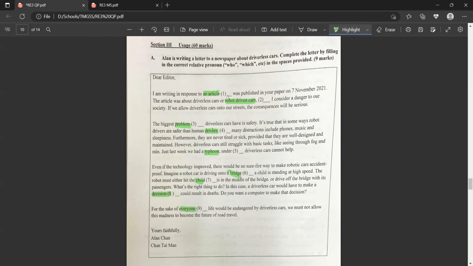Article, which or that, which or that, whose, okay, which, where or that, who or that, which or that, whose. All right.